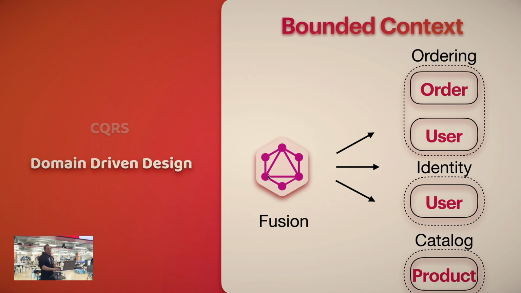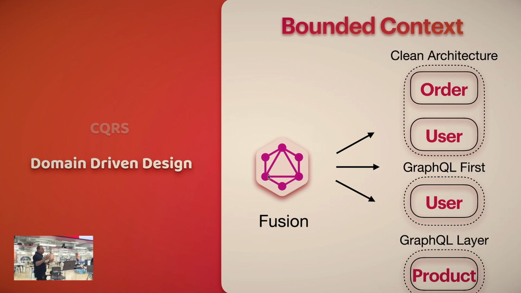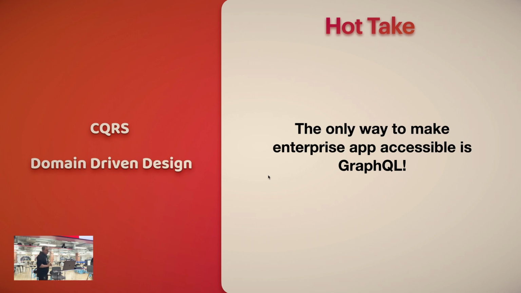And the beauty of it is that it doesn't matter how these subgraphs are implemented. You could use the GraphQL layering approach for the product graph because it's a bit more complicated. But you can use the GraphQL-first approach in the user graph because it's just a database that you want to expose. And you can use complex patterns like clean architecture with CQRS and whatnot in the order subgraph, where you do the ordering with events and stuff. So my hot take today is that the only way to make enterprise apps accessible is through GraphQL.